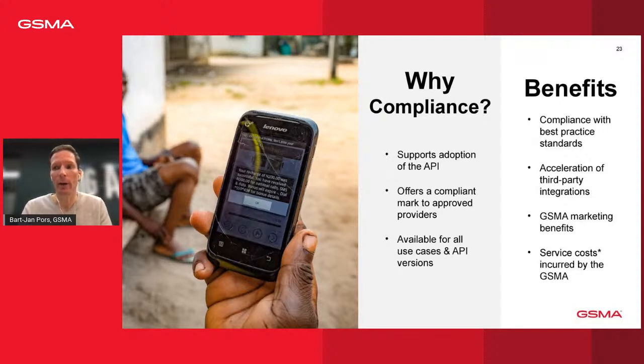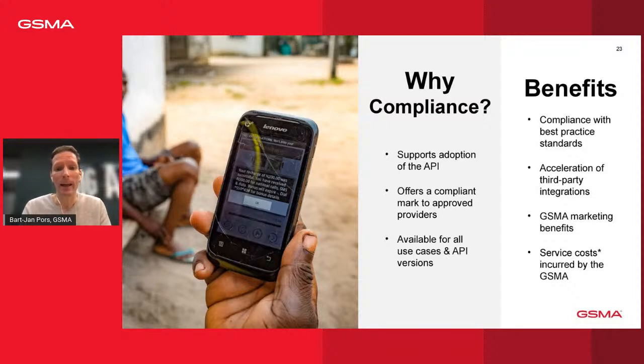Secondly, it's great to have your solution, but it's even greater to know formally that your solution is actually following the specification correctly. So it really gives you that trust and validation that your implementation is correct and completely compliant. And third, once you demonstrate that compliance, you get the formal GSMA compliance mark, which you can use towards your partners as a show of reliability of your solution.